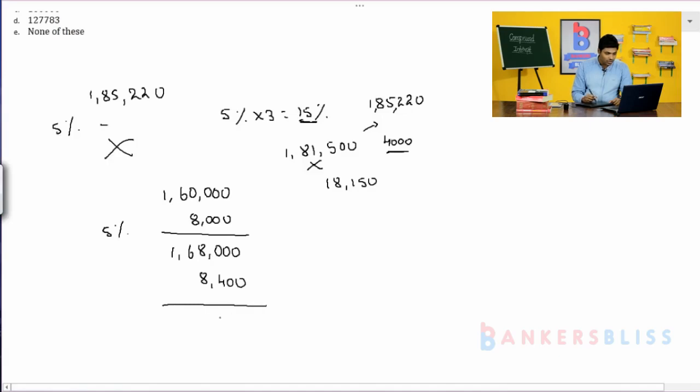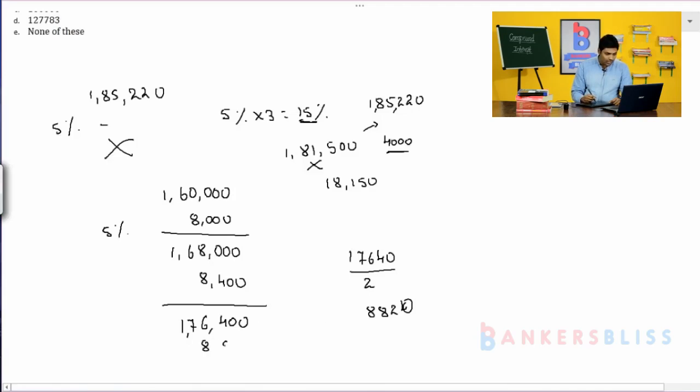So how much are you going to get? 8,400 added: 8 and 8 are 16, 1 carry over. So 1,76,400 you got. Again you have to calculate 5% because for 3 years you have to calculate. 5% means 10% divided by 2. 10% is 17,640, divided by 2. 2 8s are 16, 2 8s are 16, 2 2s are 4. So 8,820 you are going to get.